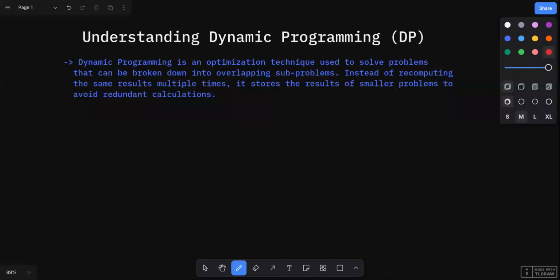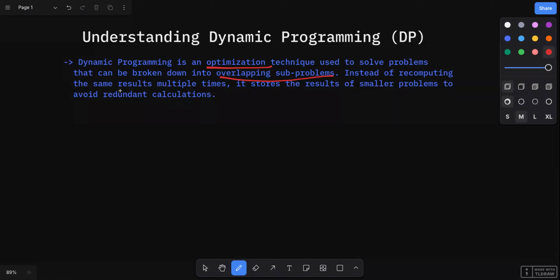We're going to look at dynamic programming. And the first question is, what is dynamic programming? So DP is an optimization technique that is used to solve problems that can be broken down into overlapping subproblems. Take note of overlapping subproblems.